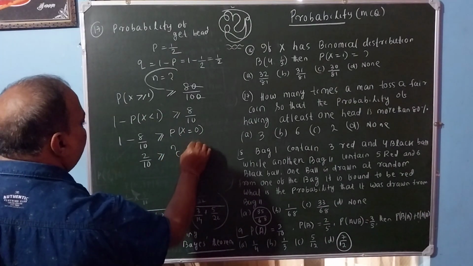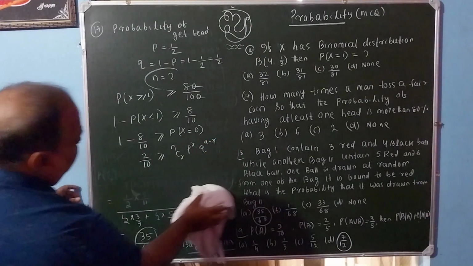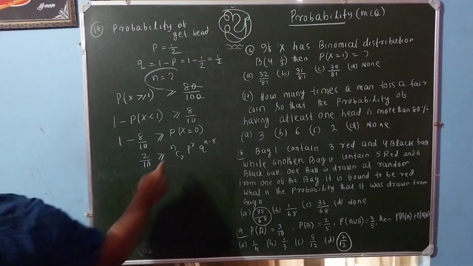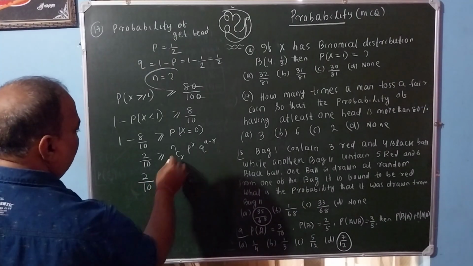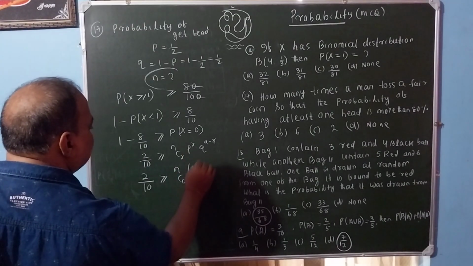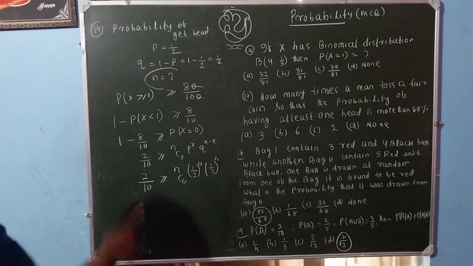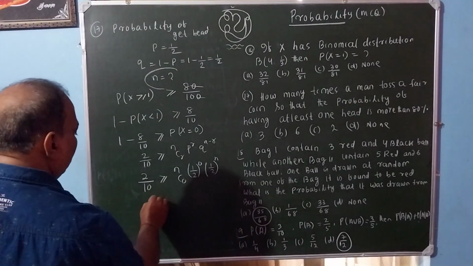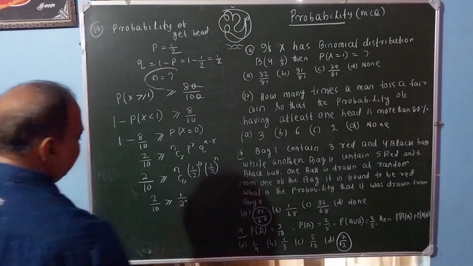The formula is nCr p to the power r q to the power n minus r. R is 0 here. It is a binomial distribution. N is not known. So 2 by 10 is greater than or equal to nC0, p is 1 by 2 to the power 0, q is 1 by 2 to the power n. nC0 is 1, and 1 by 2 to the power 0 is 1. So 2 by 10 is greater than or equal to 1 by 2 to the power n.